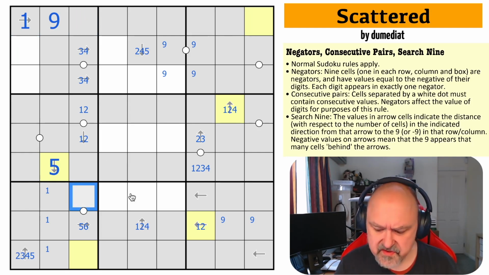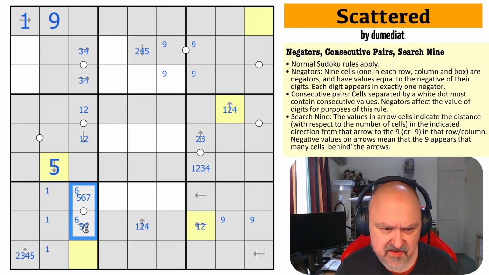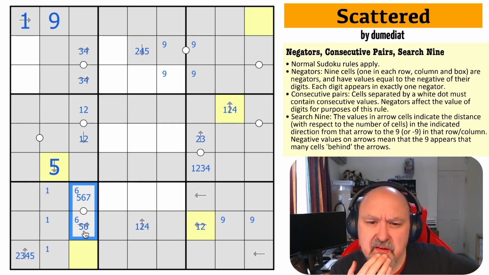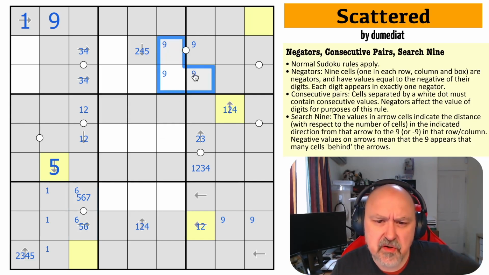So this can't be 4. So this is 5, 6, or 7. Which means it must have a 6 on it, because there must be an even digit on a white dot. I'm missing something incredibly fundamental here. Hang on, this is an X-wing on 9s.